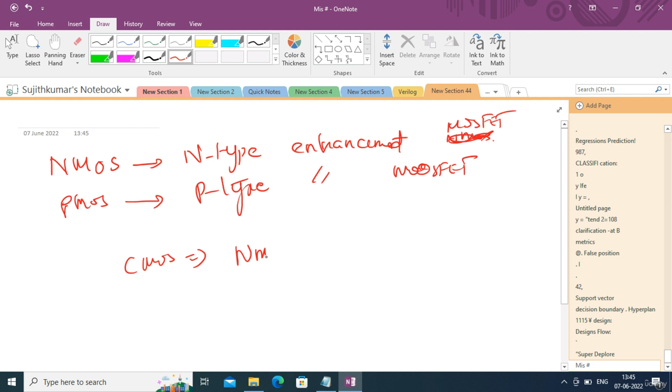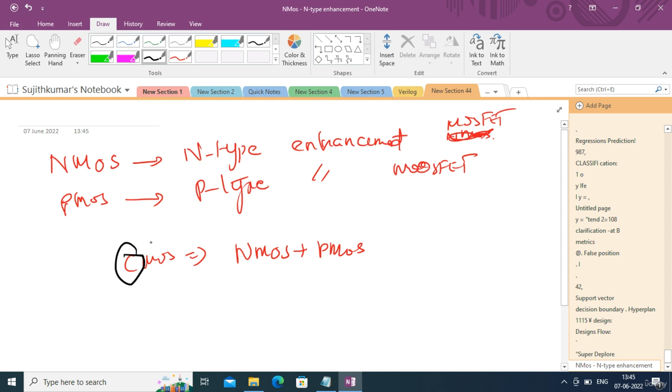CMOS means including both NMOS and PMOS. That's it, guys. As the name suggests, it is nothing but complementary, right? So complementary MOS transistor means you are including both NMOS as well as PMOS. That's it, that's the logic. Okay, so we are going to use CMOS technology.